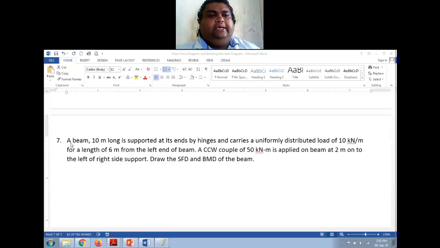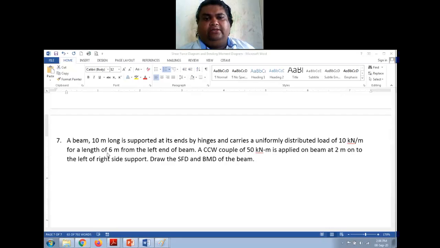So the numerical is: a beam 10-meter long is supported at its ends by hinges and carries a uniformly distributed load of 10 kilonewton per meter for a length of 6 meters from the left end of the beam. A counterclockwise couple of 50 kilonewton meter is applied on the beam at 2 meter to the left of the right side support, right?